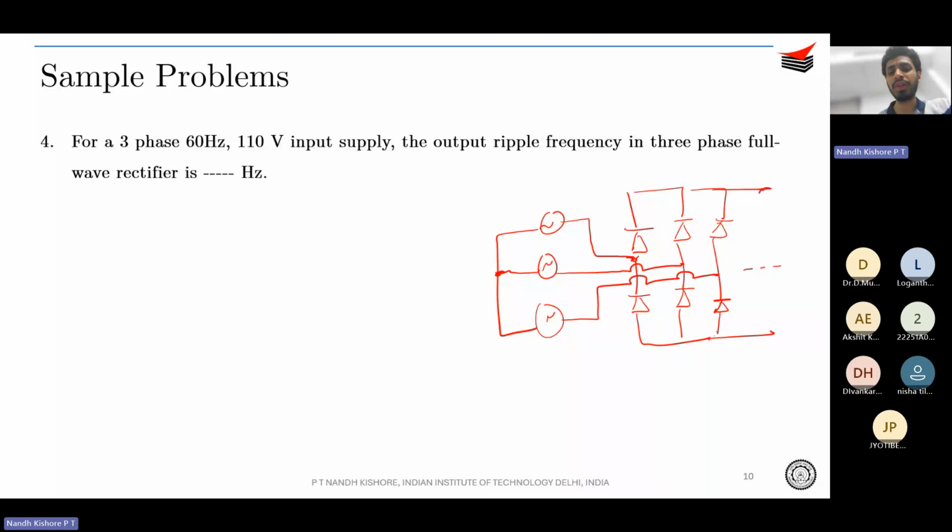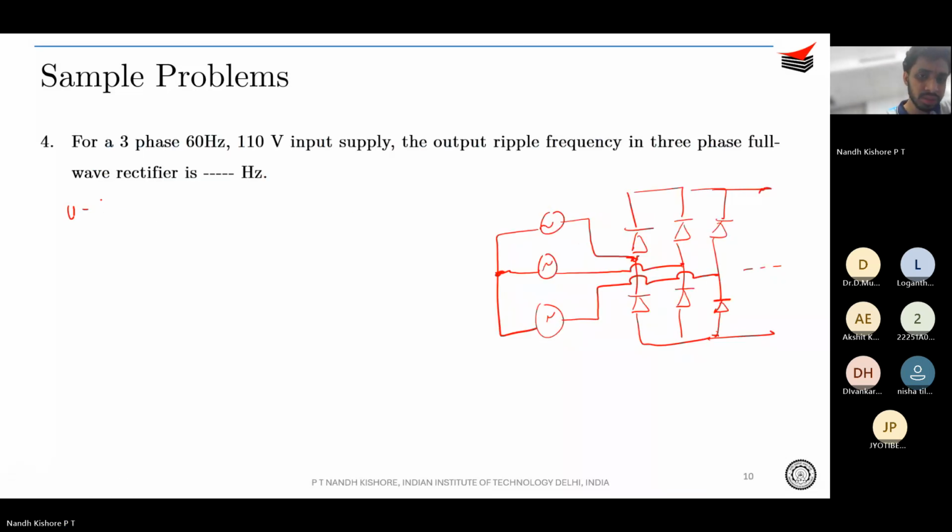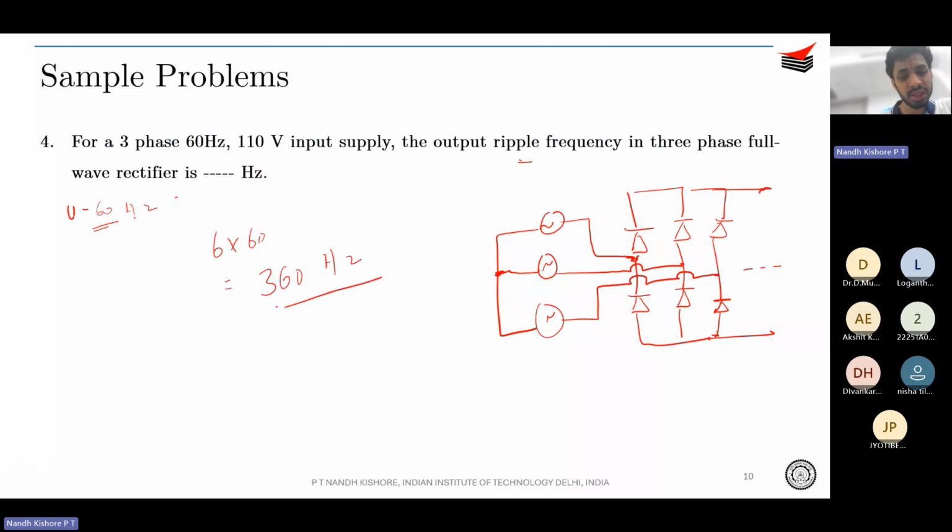So output ripple frequency will be how much? It is based on for what time interval each of the pairs of diodes are conducting. You know that between 0 to 60 degrees, one pair will conduct, then 60 to 120, 120 to 180 and so on, right? So based on this itself, you can guess that the output ripple frequency will be 6 times your fundamental frequency. So 6 times 60, or it is going to be 360 hertz.